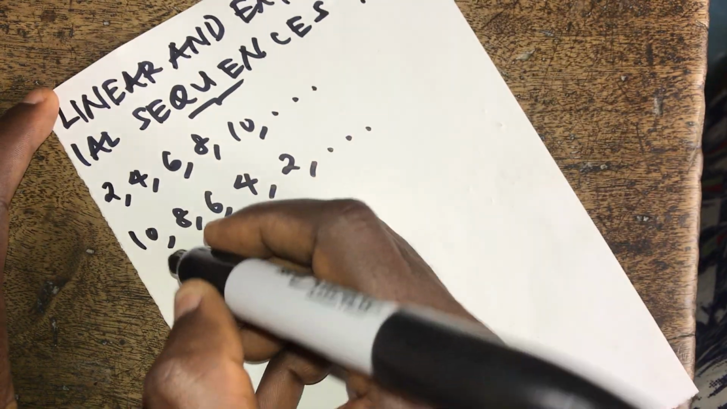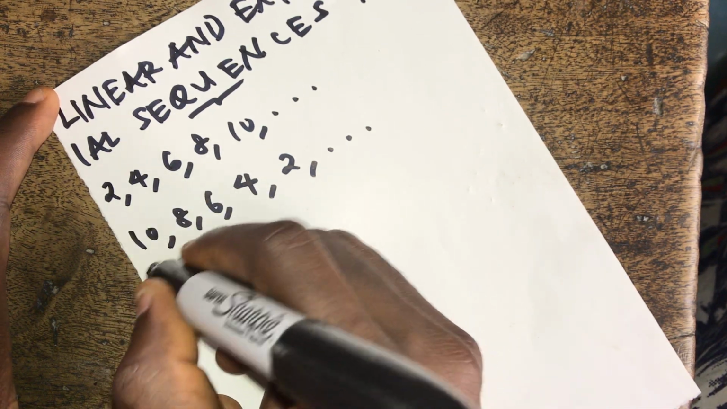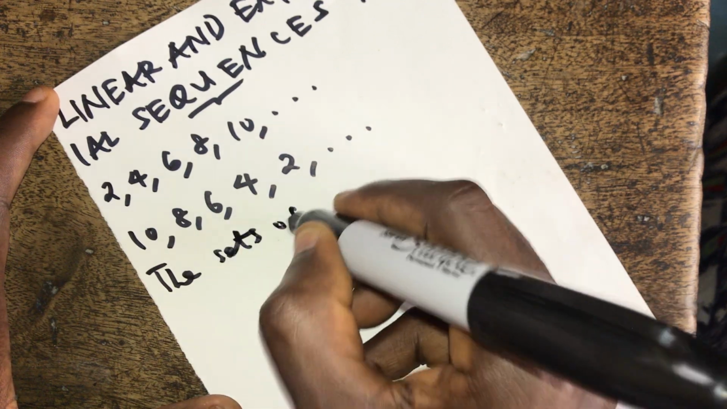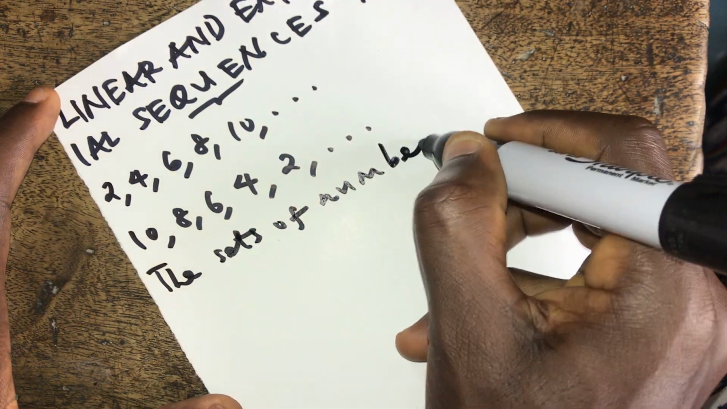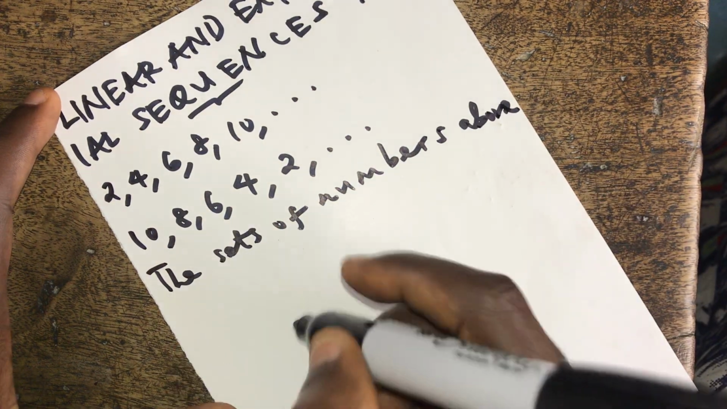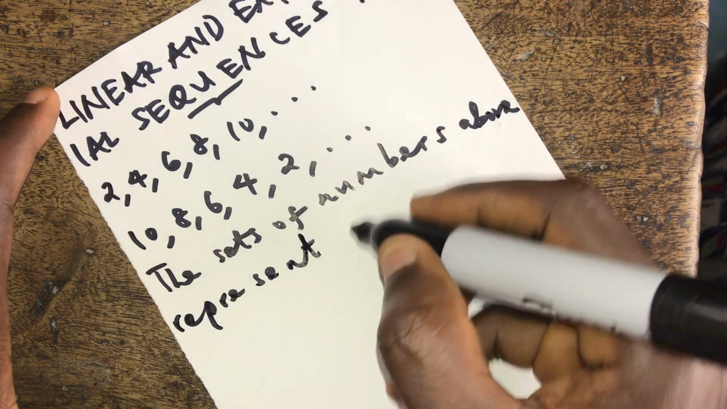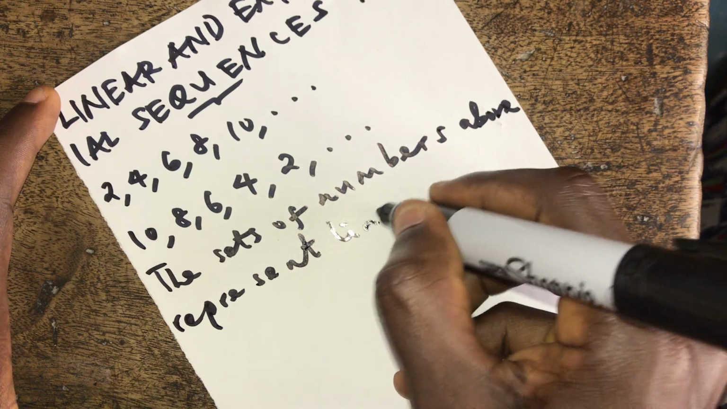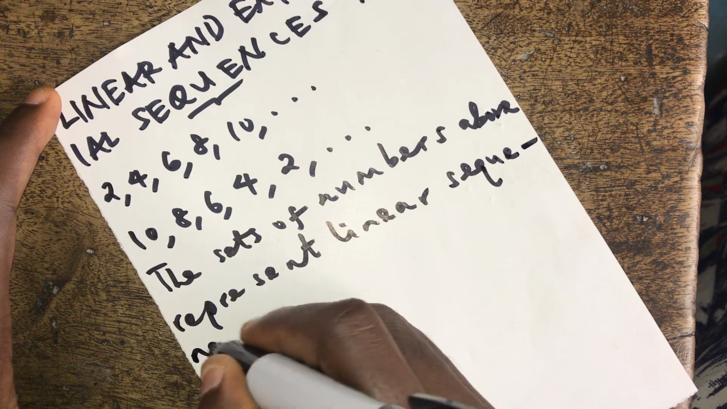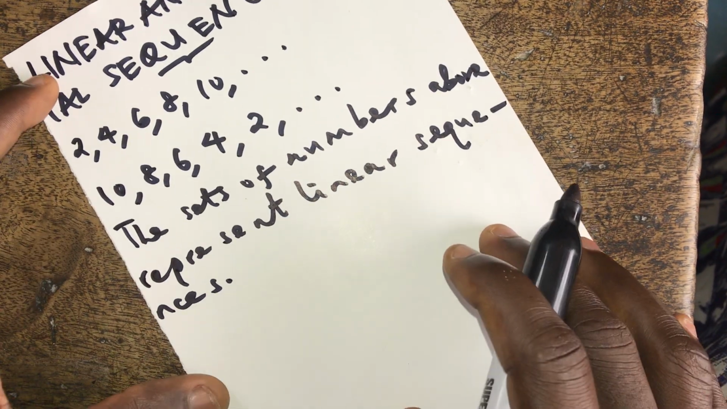Let's look at another. The sets of numbers above represent linear sequences. And you can also call it an arithmetic progression.